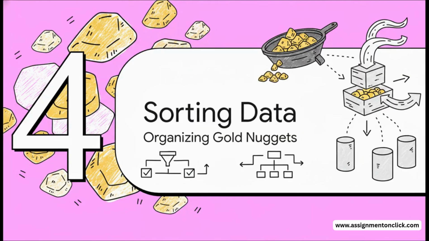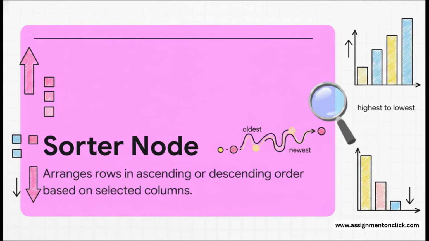Moving on to Section 4, sorting data for impact. Because once we've panned out our valuable gold nuggets, we really need to organize them. This is exactly where the sorter node steps up to the plate. Filtering removes the irrelevant data, sure, but sorting? Sorting takes the amazing data you have left and arranges it for maximum impact.